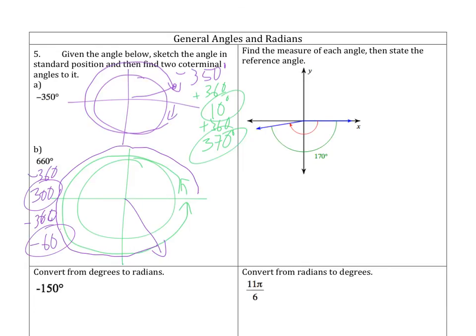Find the measure of each angle and then state the reference angle. So if I start here and I'm going this way 170 degrees, that means that my angle is probably going to be negative 170 degrees because that's what negative angles do. My reference angle is how much is left, and there are only 10 degrees left to get to 180. So my reference angle would be 10 degrees.